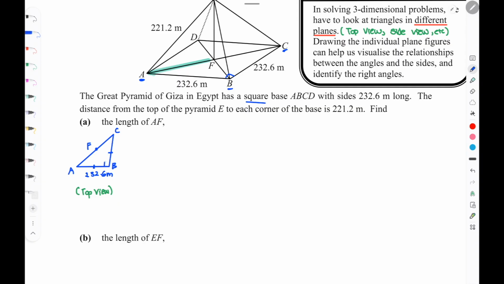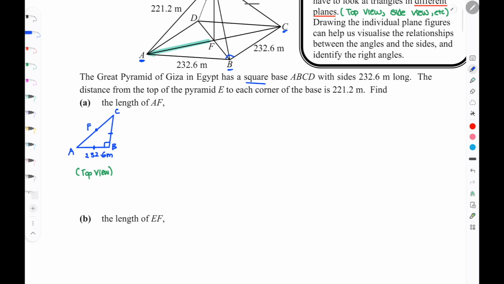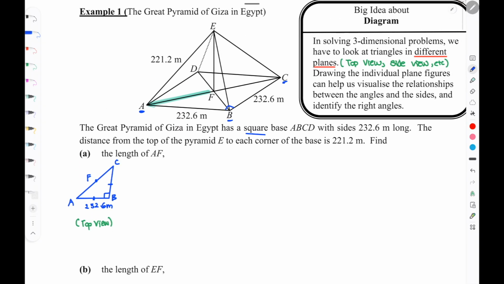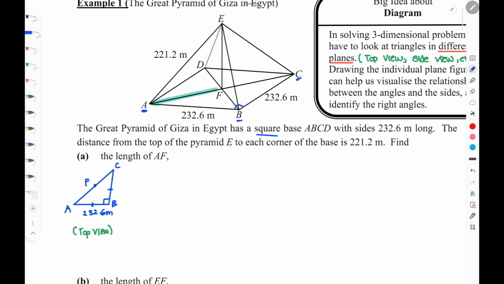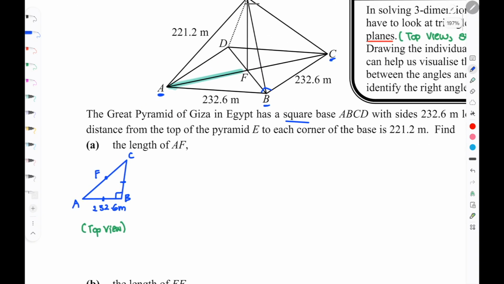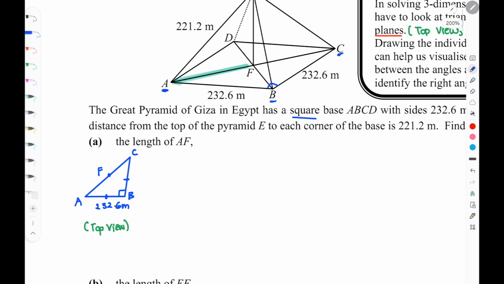Do you see that after drawing the top view, it becomes a lot easier to find AF because I can just use Pythagoras theorem to find the length of AC, and then from there I can just divide by 2 to find AF, compared to seeing directly from the figure, which might be confusing. So that is the general step to solve questions in 3D. You draw your 2D figure and work out from there.